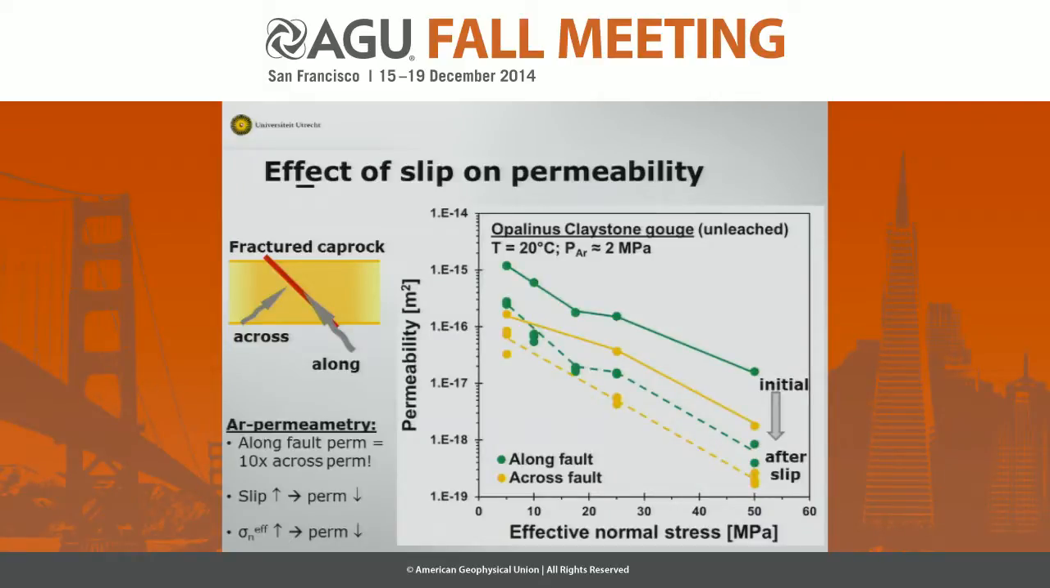And this is a summary of our data. We've got on this axis the permeability against the normal stress that's applied across the fault. You can see these are the initial values in the solid lines, both along and across the fault. And you can see that as slip starts to occur, the permeability of the fault decreases strongly. Actually the difference between the across and the along permeability is about an order of magnitude, which is quite significant. Overall, the more slip you generate, the more loss of permeability you generate, and the higher the normal stress, the lower the permeability as well.